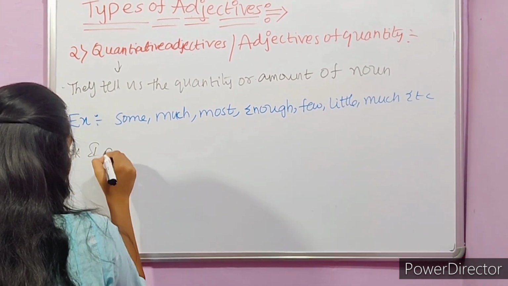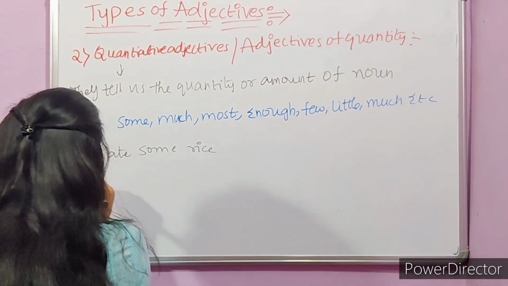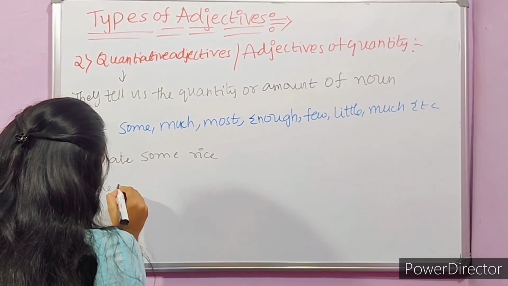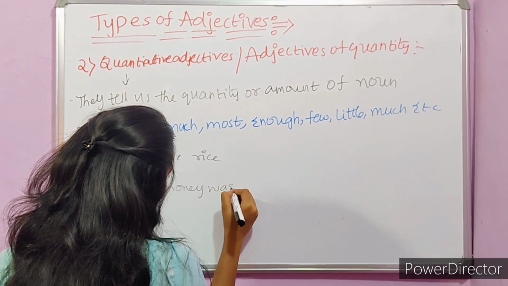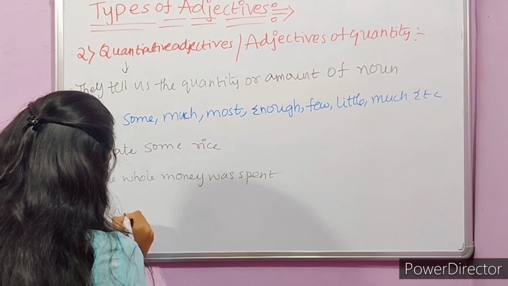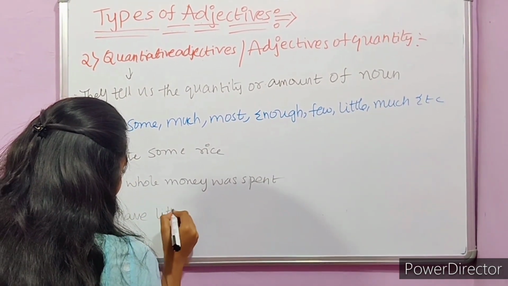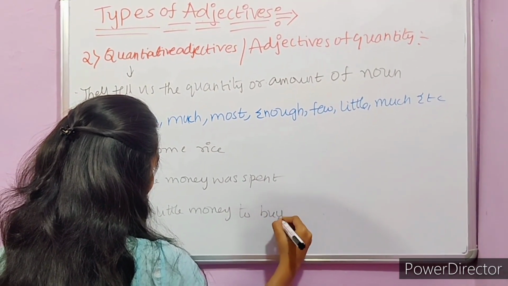I ate some rice. The whole money was spent. I have little money to buy a new dress.